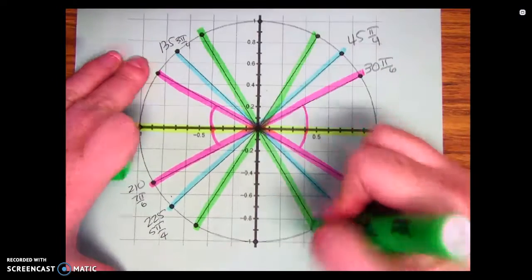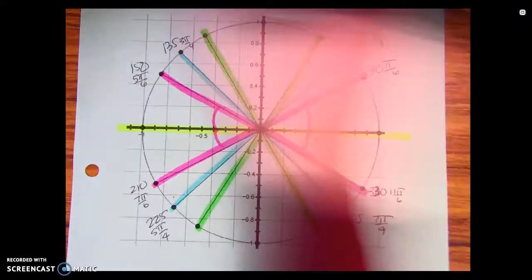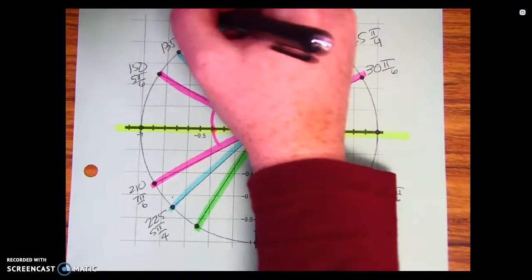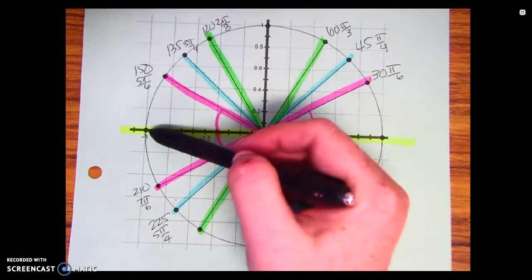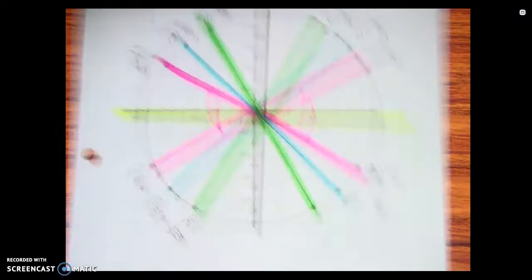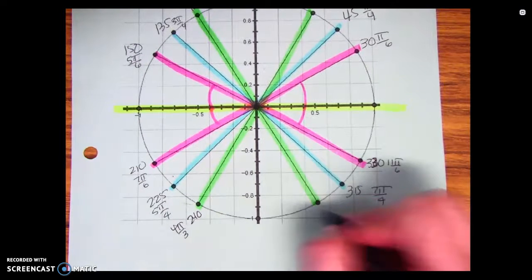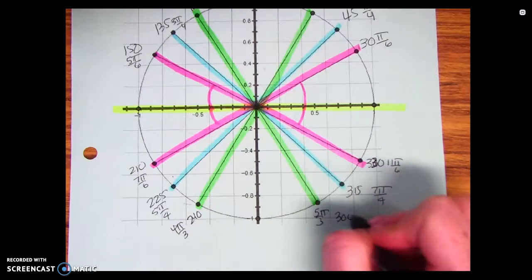So this is 60, or pi over 3. This is 120 because it's two 60-degree angles. This is another 180. This is four 60-degree angles, or 240. 4 times 60. 5 60-degree angles, or 300.